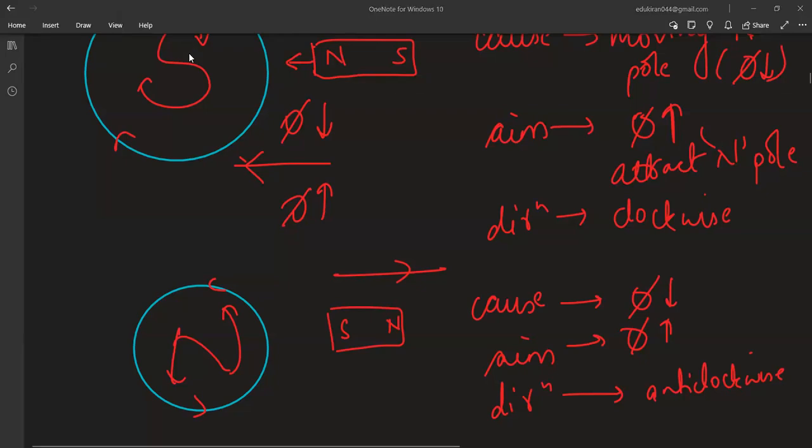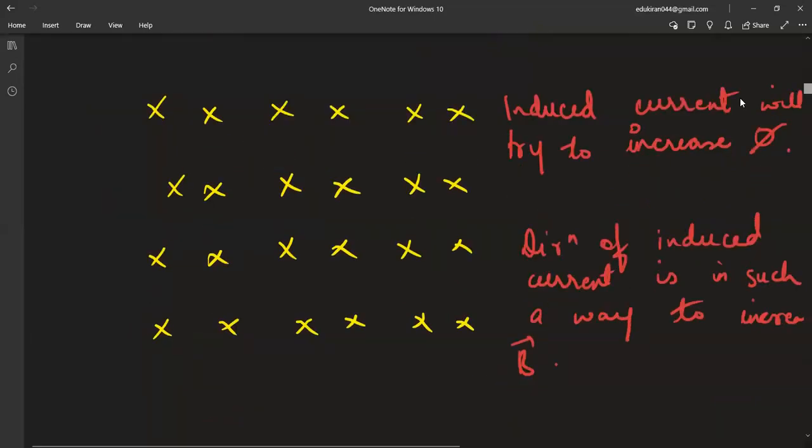Done till here? See, just one more example I wanted to discuss in Lenz law. Then you people can note this down. This is somewhat given in your example of NCERT, but we are doing it as a separate topic because any type of question can come from this.